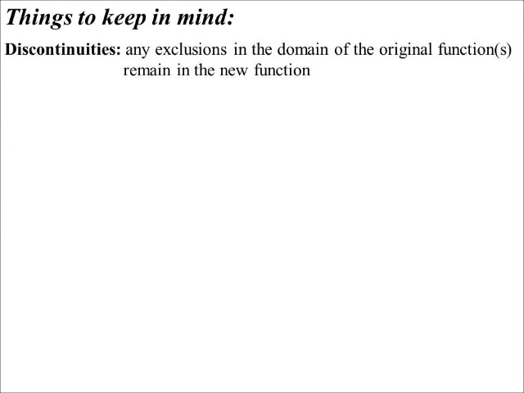When we are adding, things to keep in mind. Discontinuities. If there's a discontinuity in one of the functions, it's going to remain in the new function. I mean, if it didn't exist in the original function, how on earth is it all of a sudden going to exist in the new function? So ones like we just looked at, x equals 0 in the last one that we looked at was an asymptote, a vertical asymptote, and that remained. Similar with 1 minus 1 on x, that would remain.